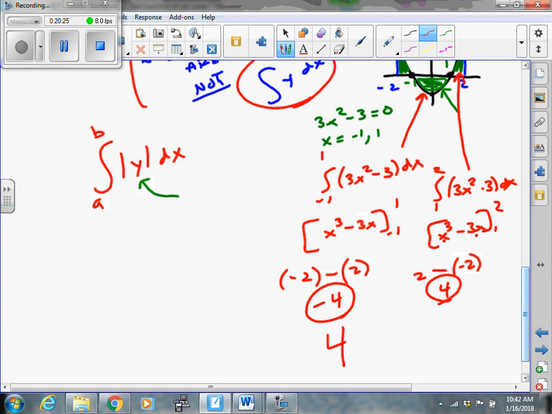So so far I've got this region here is 4. This region here is 4, which means that region is 4 by symmetry. So the total should be 12. Let me just double check my answer here.